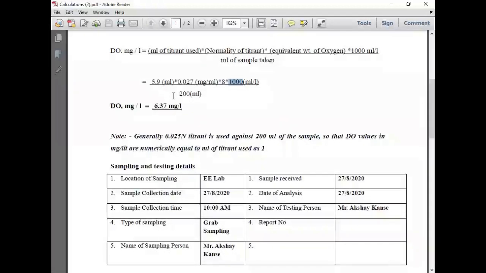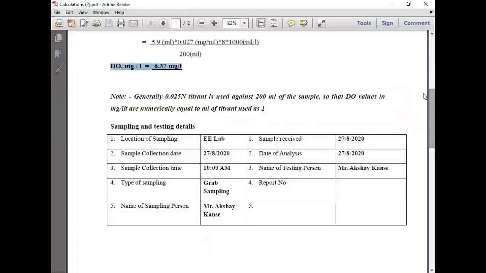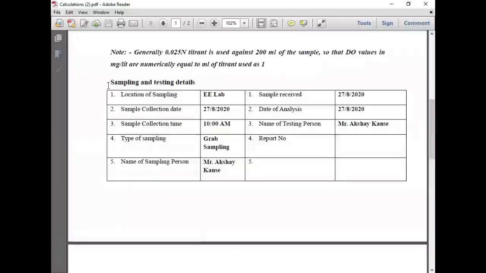Here you can see the ml of sample taken is 200 ml and not 203 ml. 3 ml was just for the correction. Here for the calculation purpose we are going to take 200 ml. So substituting the values, we get the value of DO as 6.37 mg per liter. We are also going to find out the values of different samples.